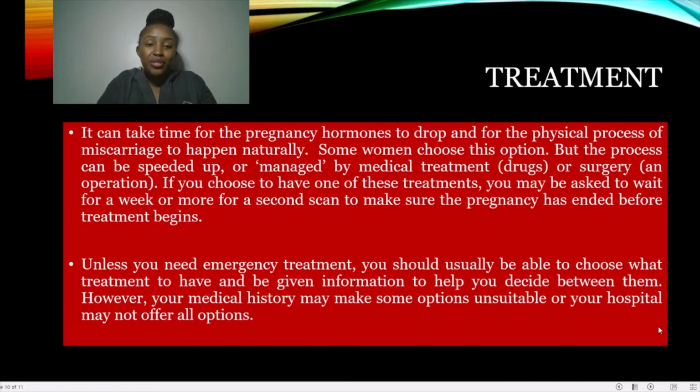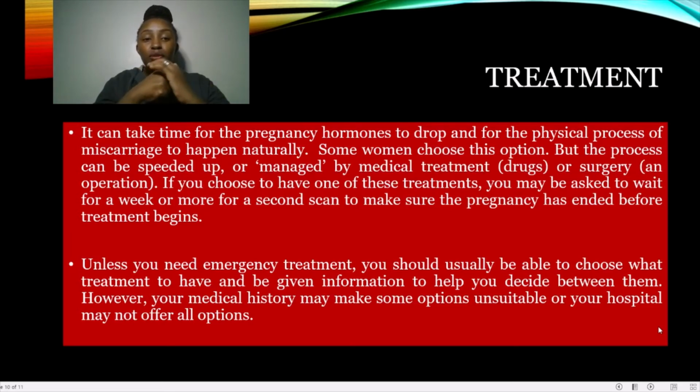So when it comes to the treatment, there are 3 options. One is to just allow nature to take its course and for the hormones to subside and the miscarriage or the abortion to happen naturally, where all the products of conception will just come off the natural way. That is number 1, and is recommended for somebody who is not experiencing any symptom and is not in any immediate risk. Some women may want to speed up this process, and this can be done either through medical intervention or treatment using drugs or through surgery.